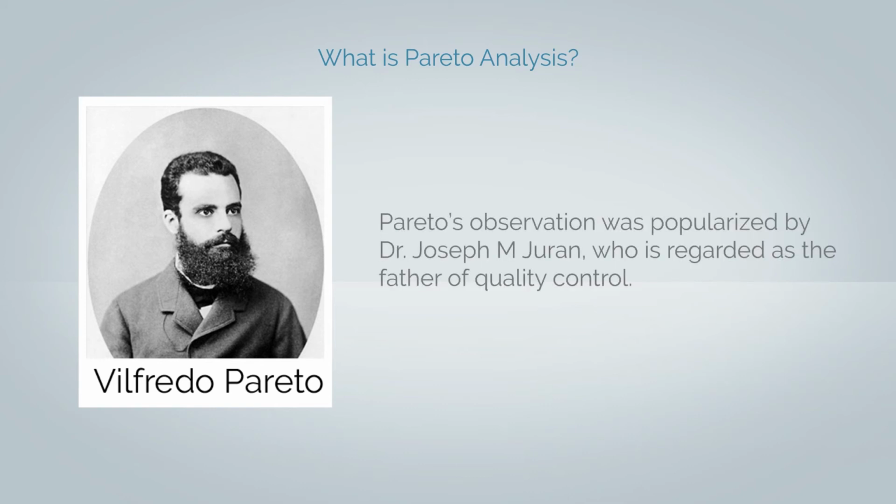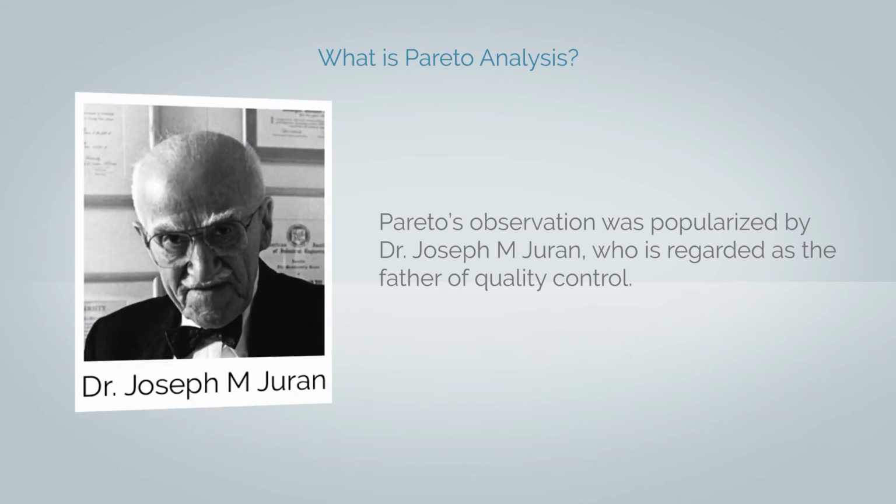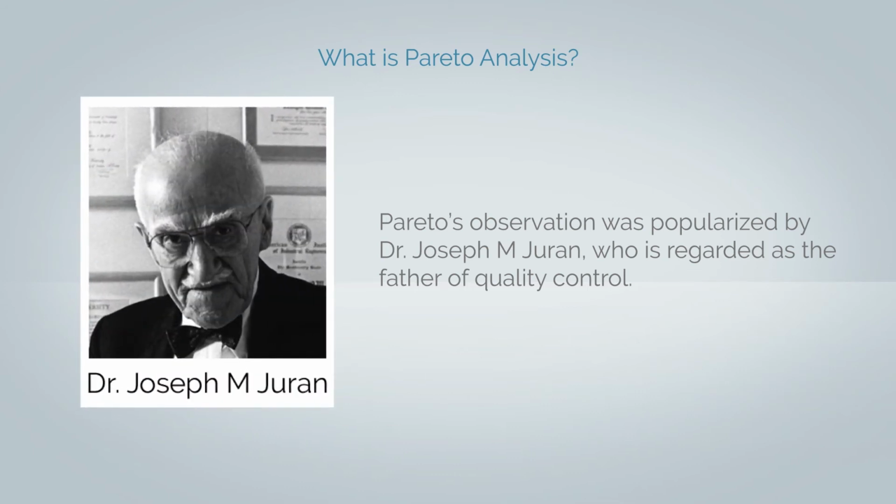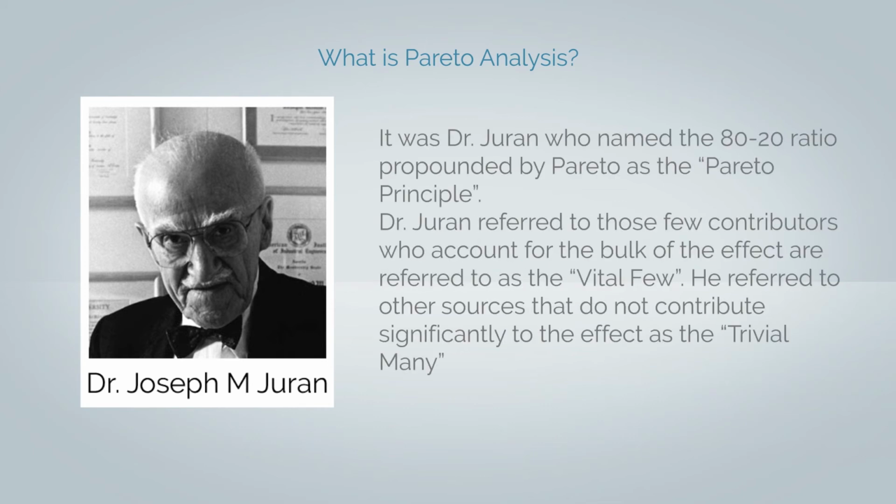Pareto's observation was popularized by Dr. Joseph M. Juran, who is regarded as the father of quality control. It was Dr. Juran who named the 80-20 ratio propounded by Pareto as the Pareto principle. Dr. Juran referred to those few contributors who account for the bulk of the effect as the vital few. He referred to other sources that do not contribute significantly to the effect as the trivial many.